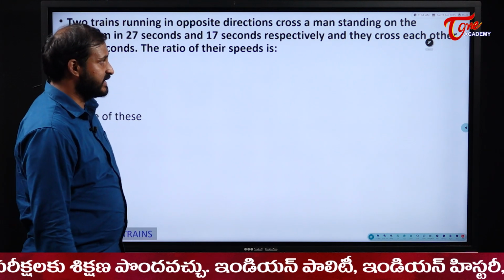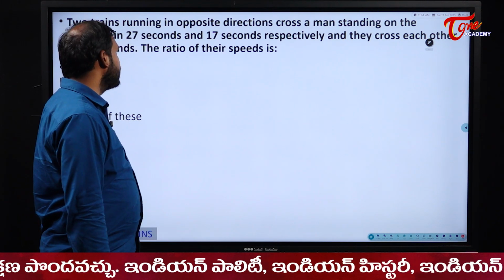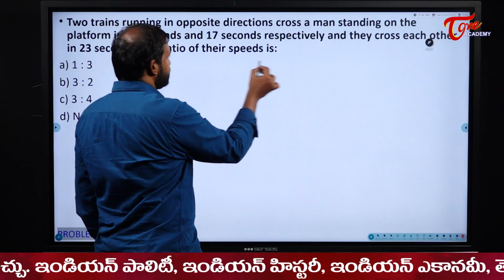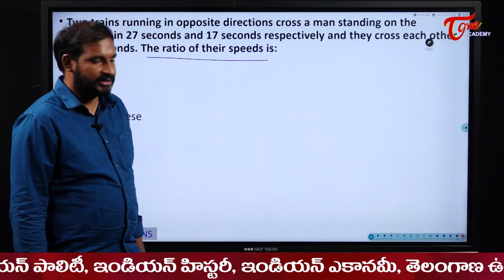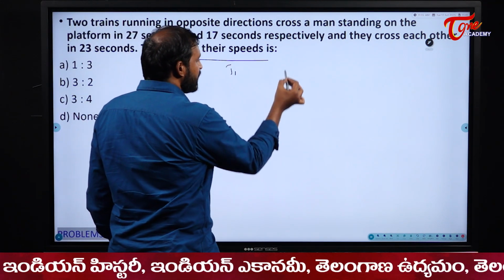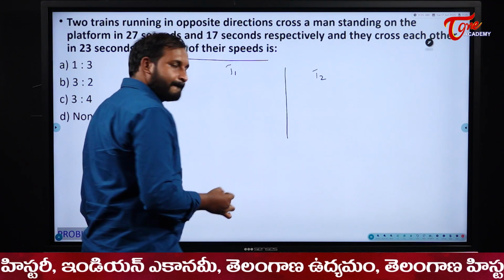Next one. Two trains running in opposite direction cross a man standing on the platform in 27 seconds and 17 seconds respectively, and they cross each other in 23 seconds. The ratio of their speeds is? Now two cases are there here, students. With train 1 there is one case, and with train 2 there is one case.